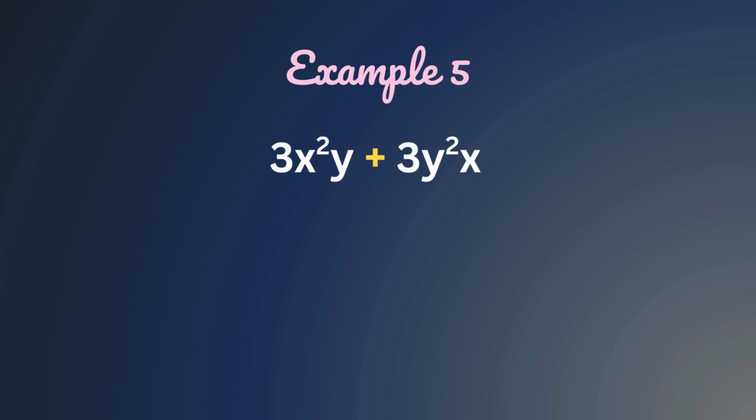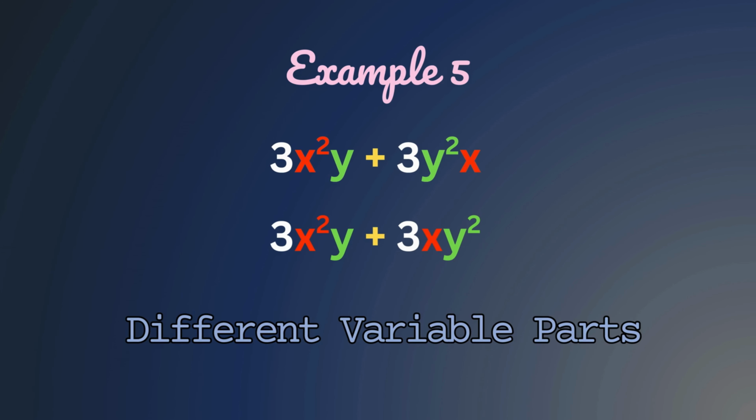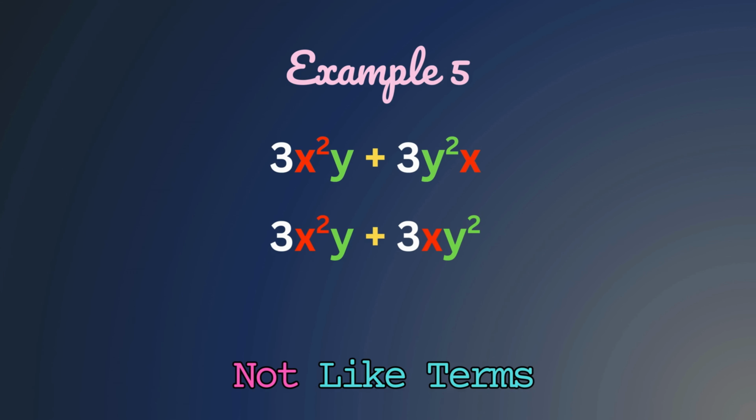Lastly, we have 3x squared y plus 3y squared x. Here we have to be a bit careful. It may seem an identical case as in the last example, but even if we switch the order, the exponents move with the variables. In the first term, the x is being squared, but in the second term, the y is being squared. Therefore, the variable parts are not the same, thus both the terms are not like terms, and cannot be combined.